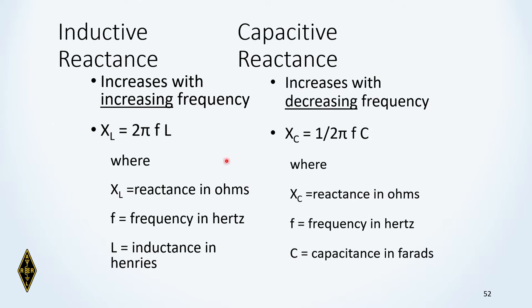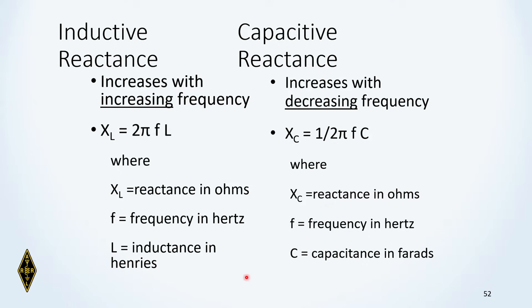So there's some formulas here, and we will need to solve these for some of the pull questions. So remember the direct and inverse relationships we talked about. With inductive reactance, it increases the amount of opposition to the flow of AC current. That reactance increases with increasing frequency. So as the frequency goes up, the opposition to AC goes up. Capacitance is just the opposite. It's the inverse relationship. XL, reactance is in ohms. XC, reactance is in ohms.